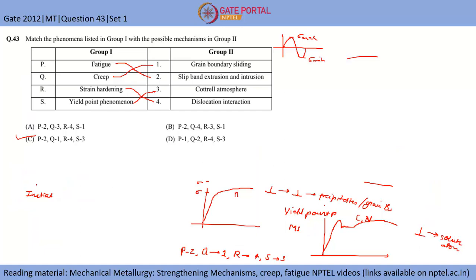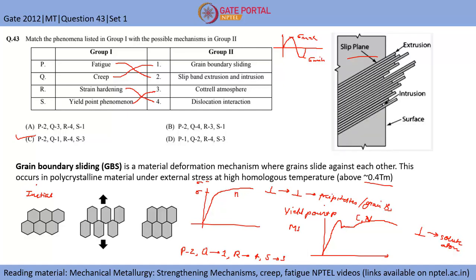The last question which I took was about the mechanisms in fatigue, creep, strain hardening and yield point phenomena, which I explained to you in a simple manner, like how the mechanisms work in fatigue, creep, strain hardening and yield point phenomena. The correct option here was option C.